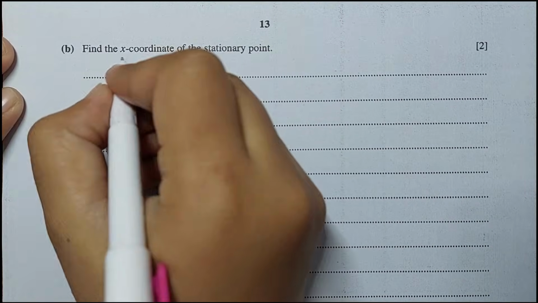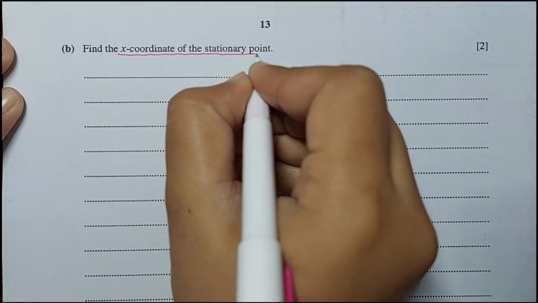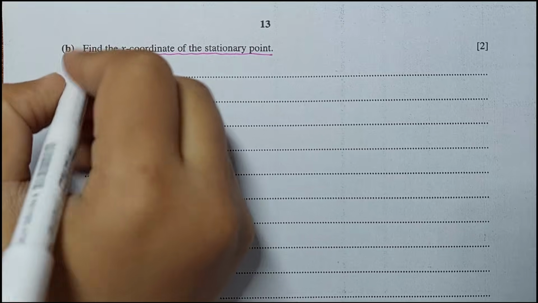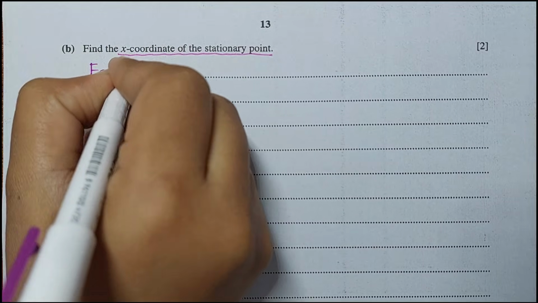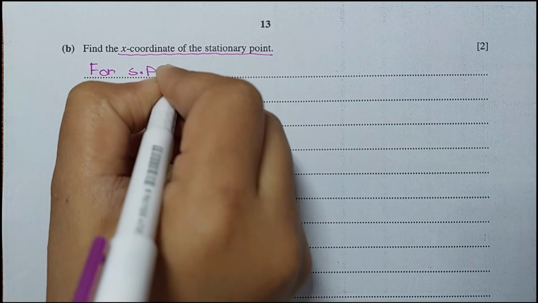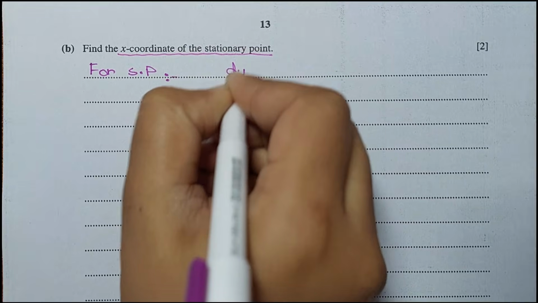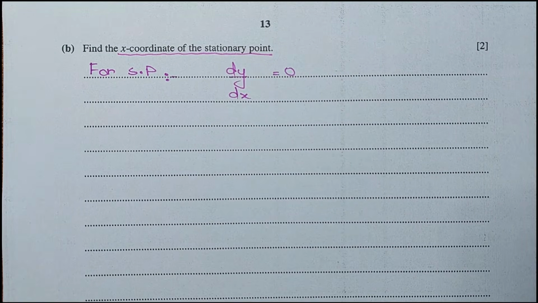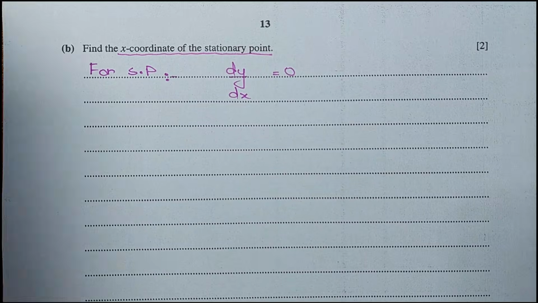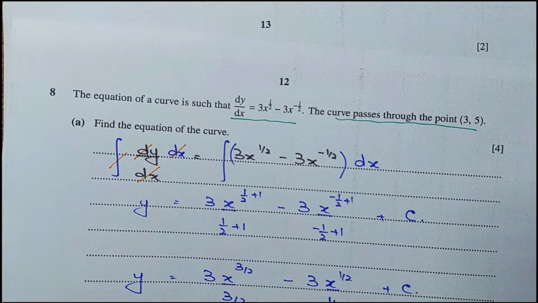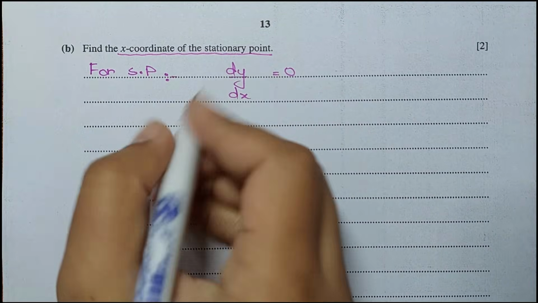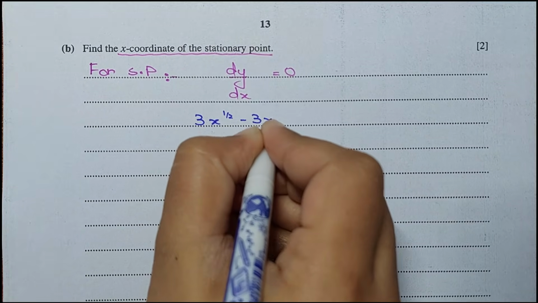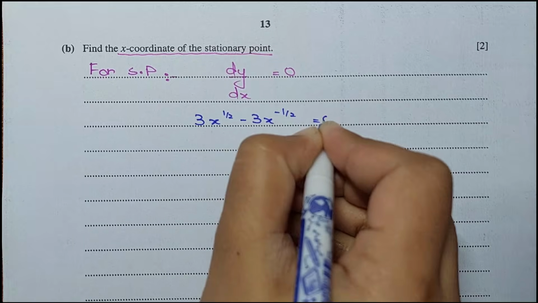Now for part B, find the x coordinate of the stationary point. To get the x coordinate of the stationary point, we need to put the first derivative equal to 0 and solve for x. As we know, in the question we have been given the first derivative. You can see this is the first derivative of the curve. Put it equal to 0: 3x to the power 1 by 2 minus 3x to the power minus 1 by 2 equals 0.